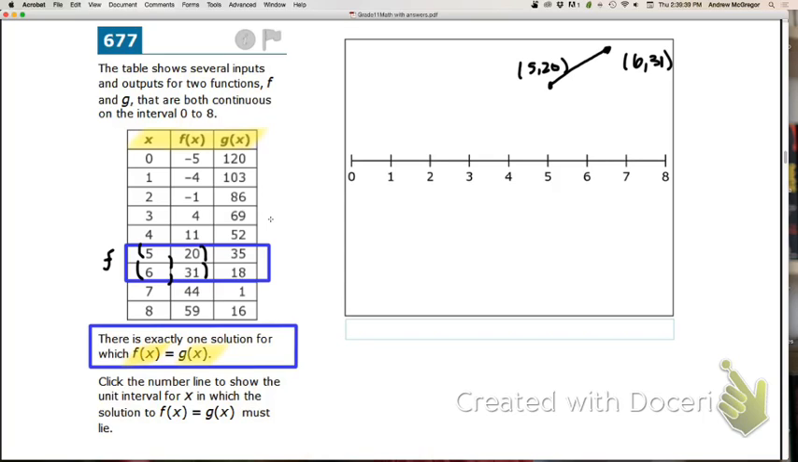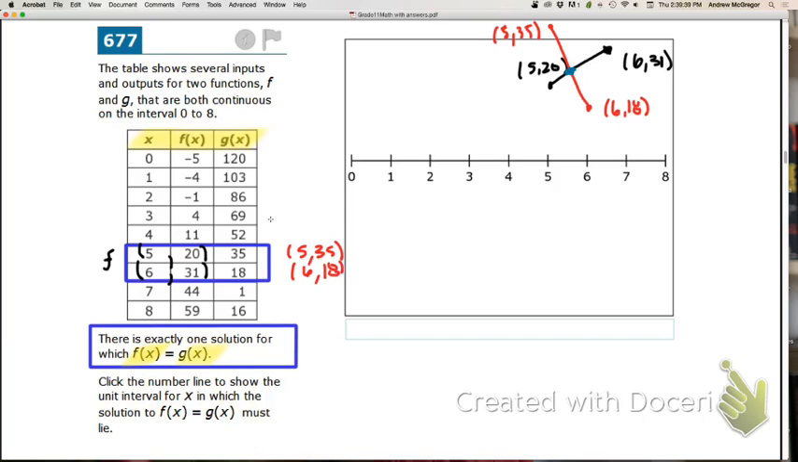Draw the line. And you don't even have to do all of this. You could probably just see it here, but I want to show you why. And then G is going to use the same values, except instead of using 5 and 20, it's going to use 5 and 35 and 6 and 18. It's really just how you read the table. So 5 and 35 is up here, and 6 and 18 is way down here. You don't even have to be that accurate, but you can see, is there a point of intersection?